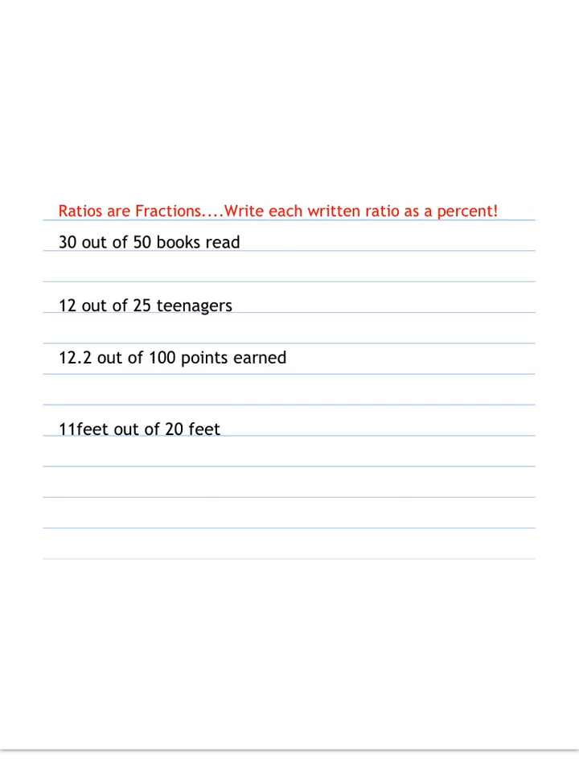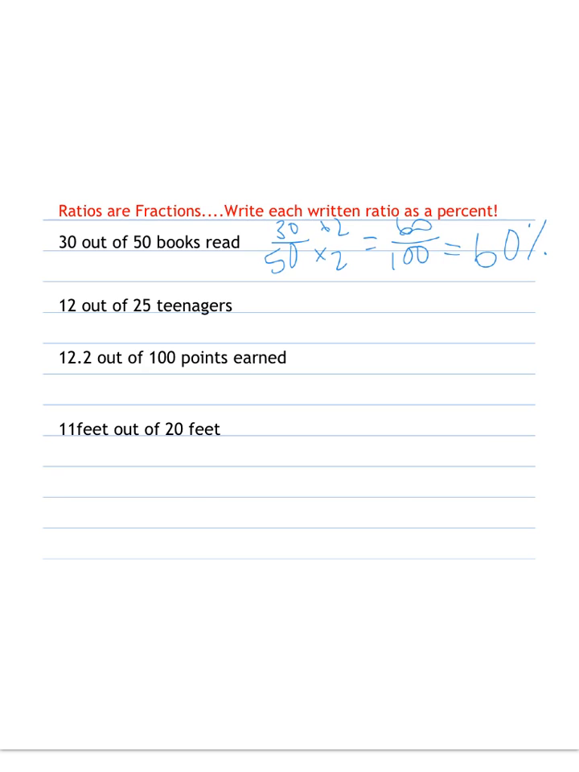All right, ratios are also fractions, and then we can write those ratios as percentages, okay? So 30 out of 50 books read, so that's a ratio comparing two numbers. I'm going to write that as a fraction, 30 out of 50. Now again, to write that as a percent, I want my denominator to be 100. Which tells us 60%, 60 out of 100. So that's telling us 60% of the books were read.